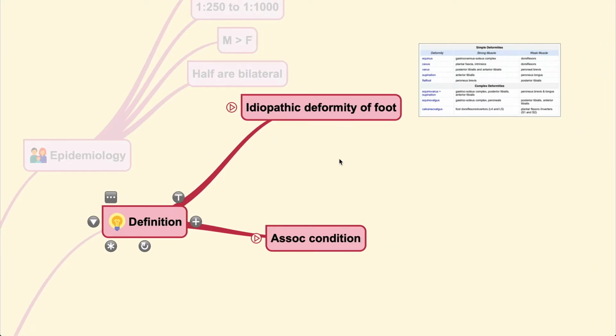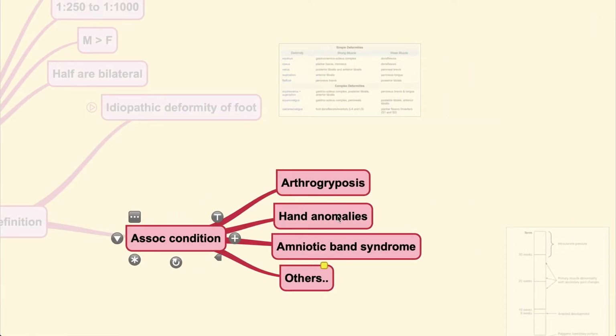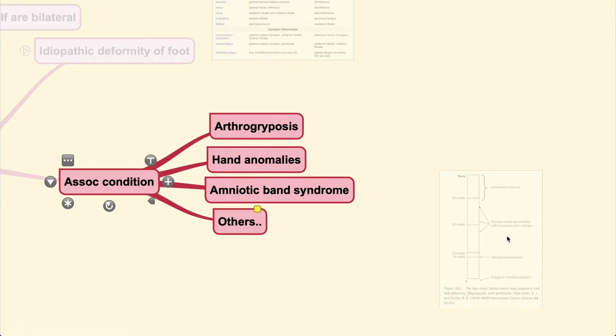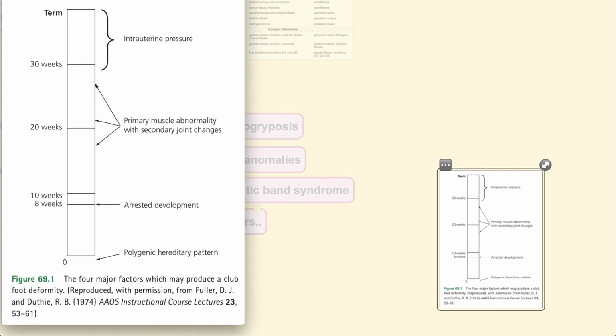By definition, it is a deformity that is idiopathic, with no known cause, but sometimes CTEV can also occur in association with other conditions such as arthrogryposis, other hand anomalies, amniotic band syndrome, and other rare conditions such as hemimelia, myelodysplasia, and so on. Gene abnormality has also been found to be connected with CTEV.